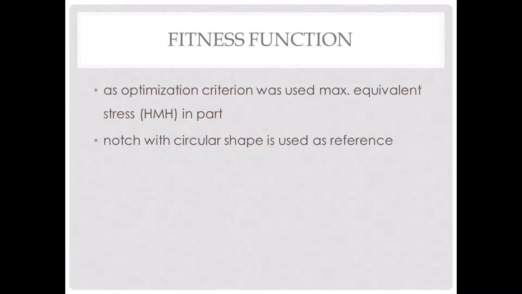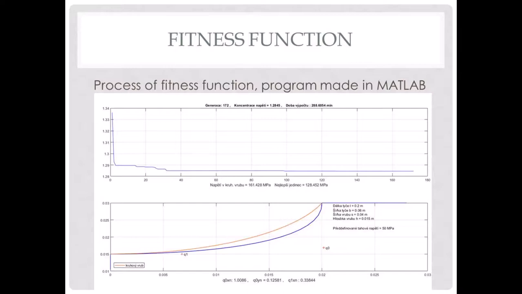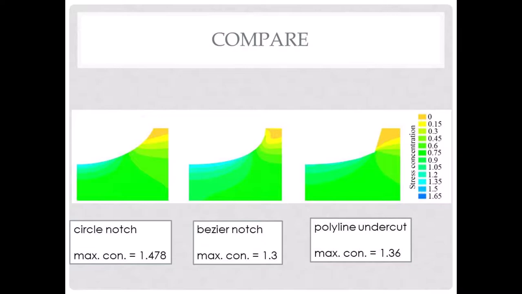This slide shows how the program looks in MATLAB. We can see the process of the fitness function and the shape of the notch. The orange line is the reference circular notch and the blue one is the Bezier curve. And here we have a comparison of results.